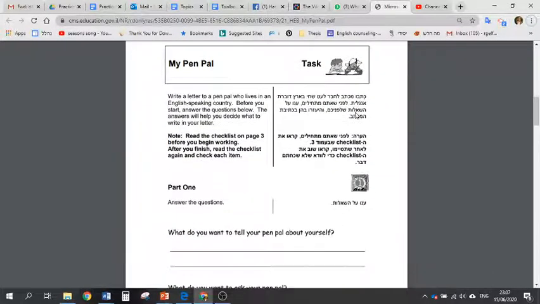Each student should write a letter to a pen pal who lives in an English-speaking country. Before you start, your students answer the questions below. The answers will help you decide what to write in your letter. And they need to make sure that they understand and check with you the checklist on page 3 before they begin working. And after they finish doing the exercise, they should read the checklist again and check each item.